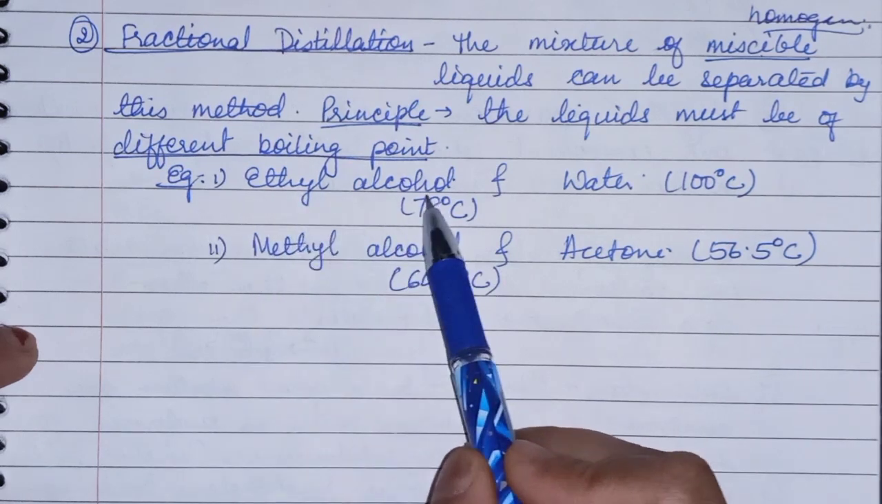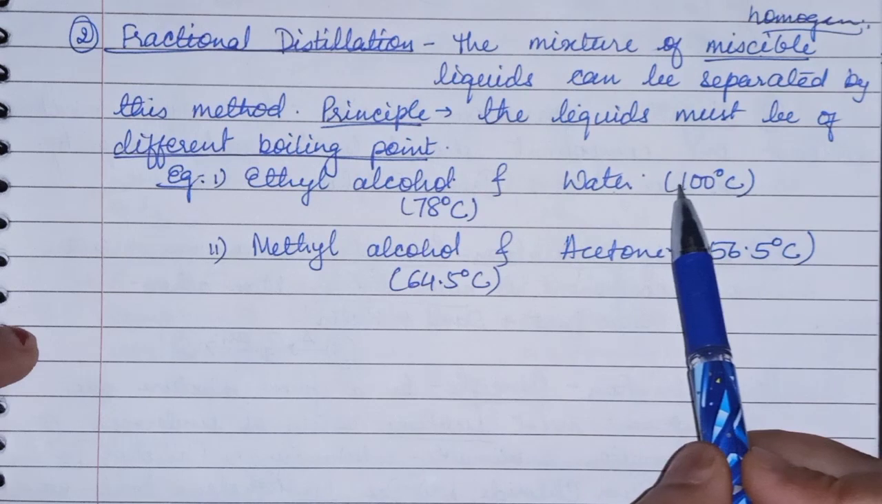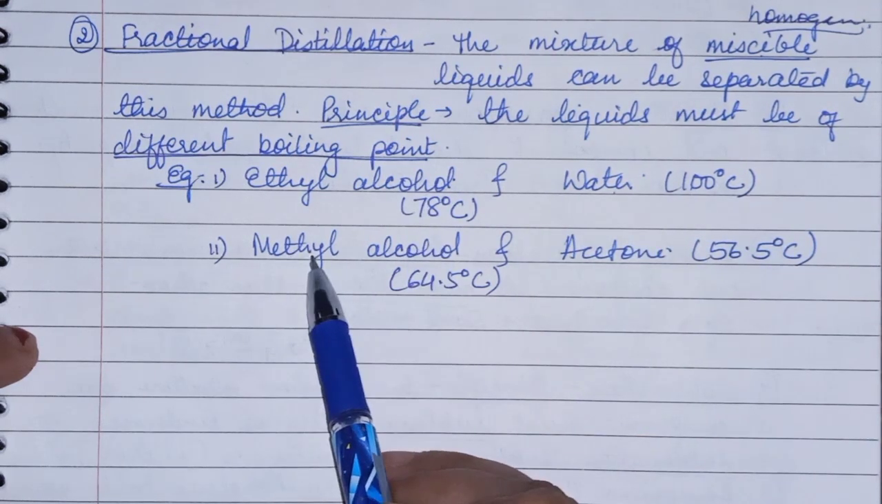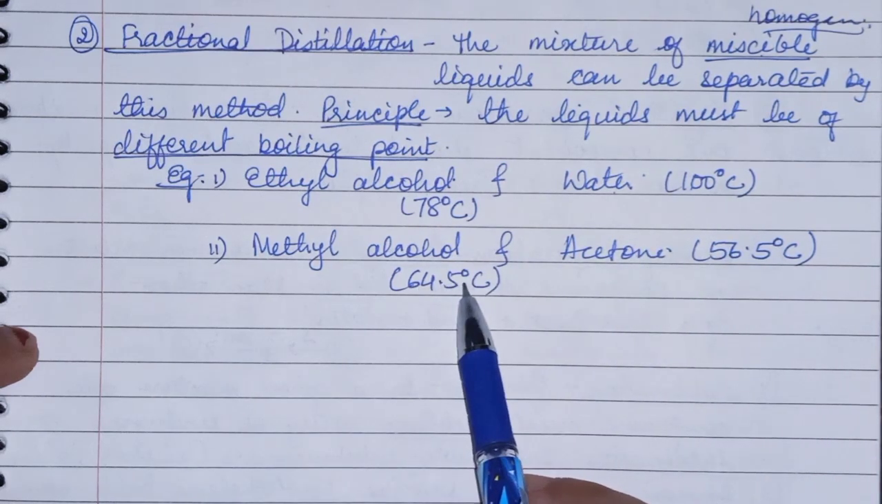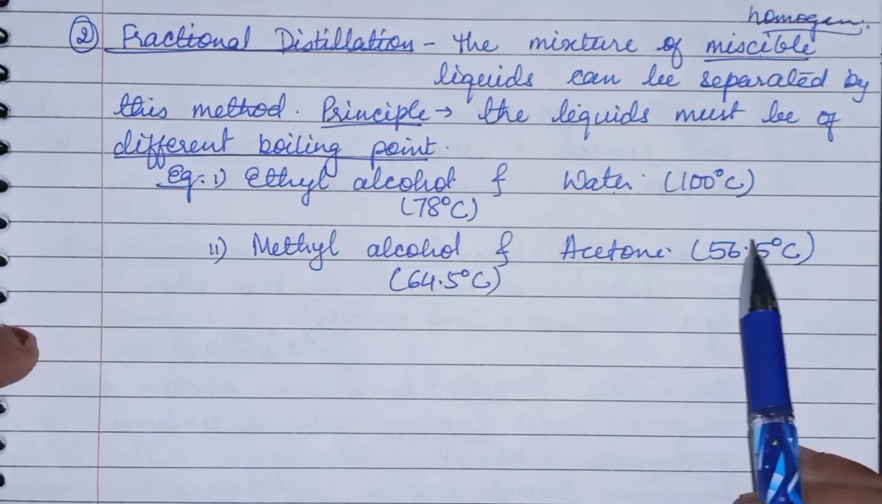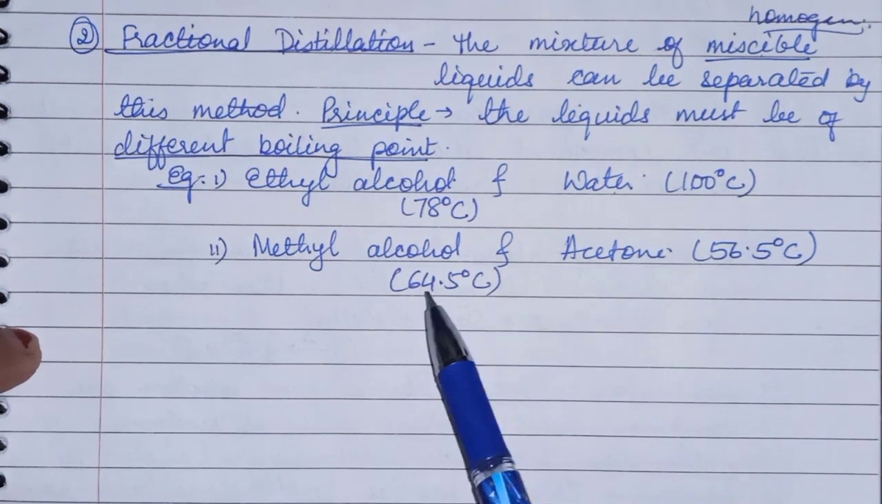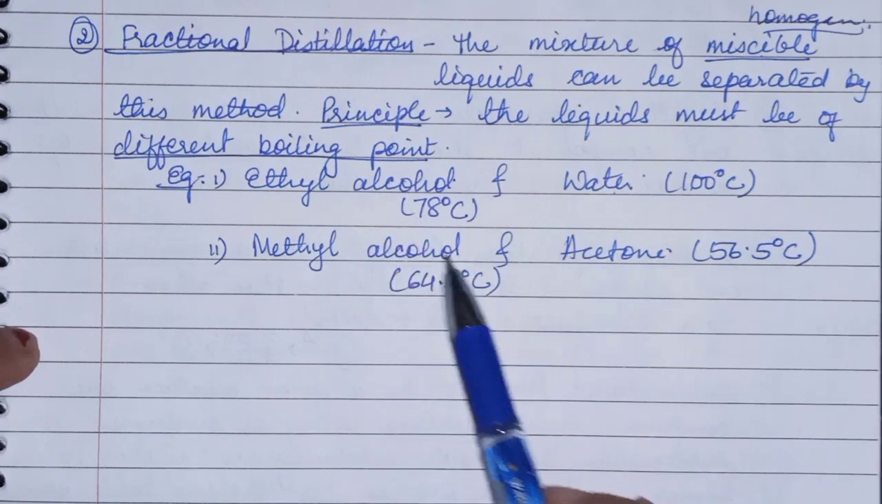Examples are ethyl alcohol, 78 degrees Celsius is its boiling point, and water, that is 100 degrees Celsius. Again, methyl alcohol and acetone, the boiling points are 64.5 and 56.5. So here also the boiling points are different. So we will use fractional distillation for the separation of each of these components.